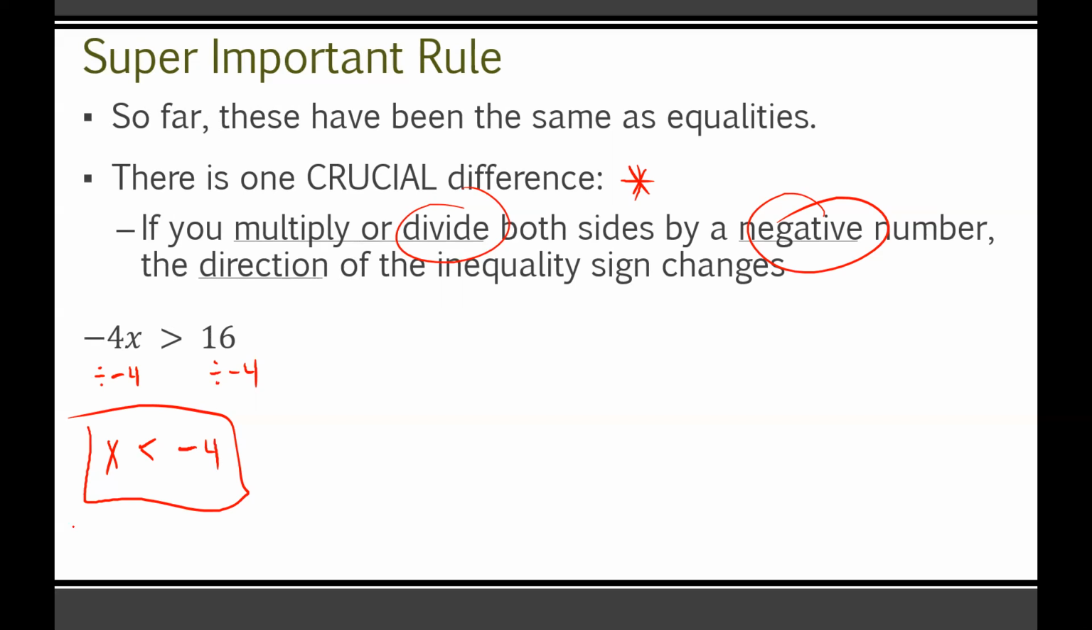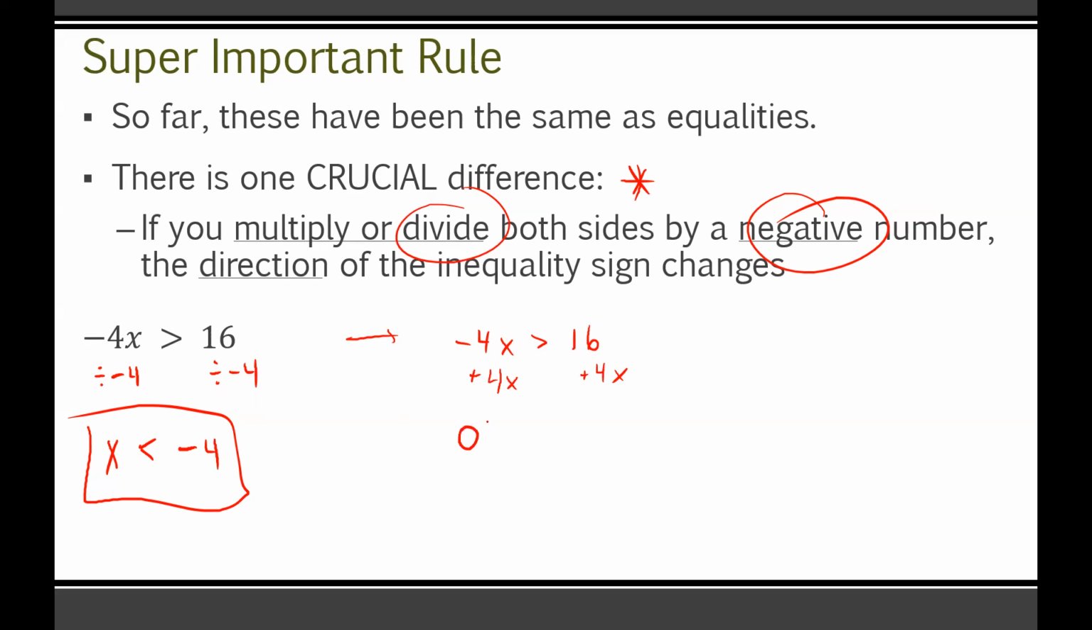And if you don't believe me that this works, let me show you another way you could do this without actually using this really important rule. Let me just rewrite it so we can start over. If instead of doing this rule, you said, okay, we have negative 4x here, that's just kind of awkward. Let's start by adding 4x to both sides.